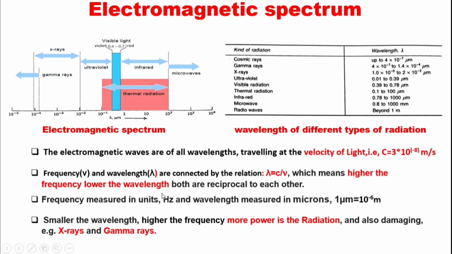Higher the frequency, lower the wavelength. Frequency is measured in Hz, wavelength is measured in microns. 1 micrometer equals 10 power minus 6 meters. Smaller the wavelength, higher the frequency, more power is the radiation, and also damaging. Example, X-rays and gamma rays are more powerful radiation.